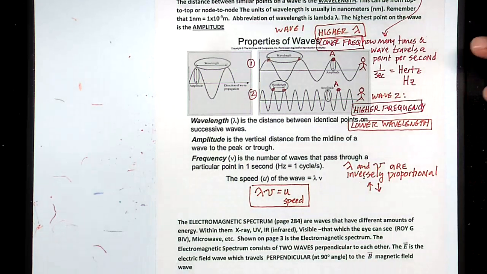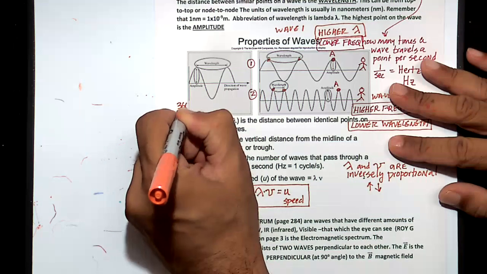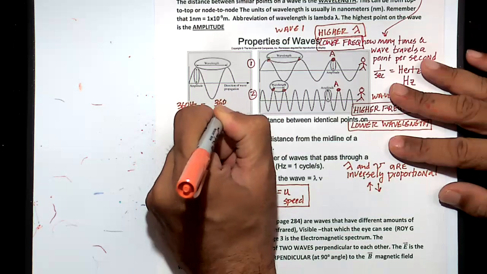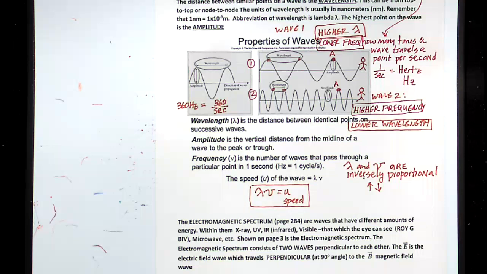Don't forget, hertz is 1/second. A lot of people miss that. 1/second is hertz. So 360 hertz, as an example, is the same thing as 360 over seconds, cycles per second. Hertz is 1/second.